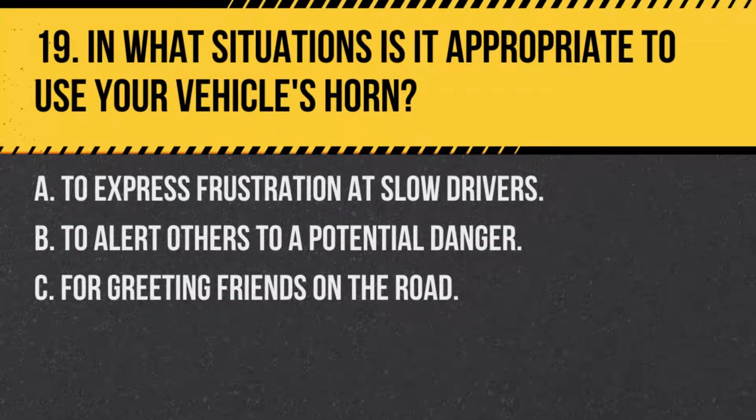Question 19. In what situations is it appropriate to use your vehicle's horn? A. To express frustration at slow drivers. B. To alert others to a potential danger. C. For greeting friends on the road. Answer: B. To alert others to a potential danger. The horn should be used to prevent accidents or alert others of your presence when necessary.